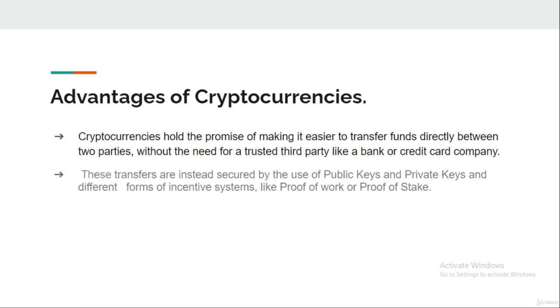That's it. These transfers are instead secured by the use of public keys and private keys and different forms of incentive systems like proof of work or proof of stake. Okay, yet in this course we have not discussed public keys and private keys. We are going to discuss them in this lecture.